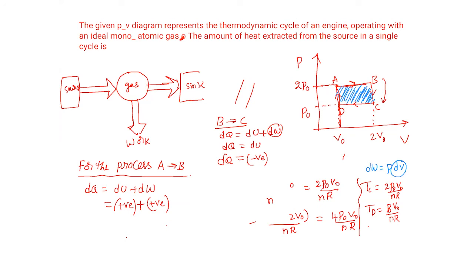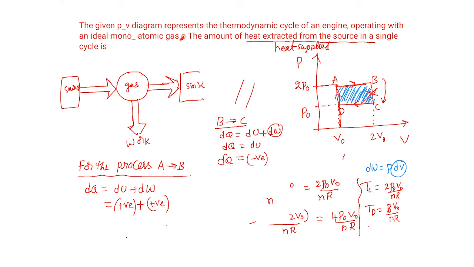So this is denied. We don't want that process, because heat is extracted from the gas. They're asking only for the heat extracted from the source, which means heat supplied to the gas. You understand this? We want only heat supplied to the gas. As of now, in which process is heat supplied, children? Only in the process A to B, because dQ is positive. Now B to C: dQ is negative, heat is extracted from the gas. We don't want that.